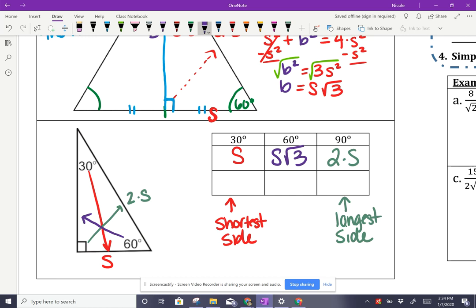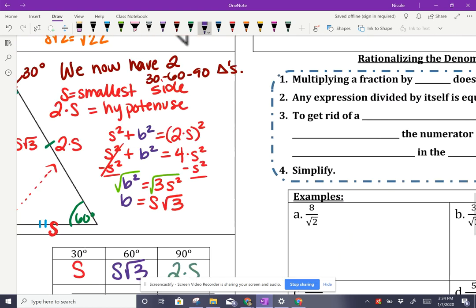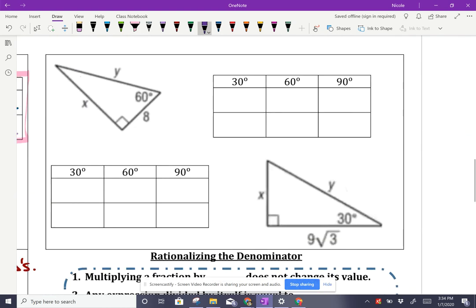It doesn't quite flow like the 45-45-90 does, but it is something short that you can memorize and have in your memory for quizzes and tests. So S, S root 3, 2S. S, S root 3, 2S for your 30-60-90 triangles. So let's look at some examples.